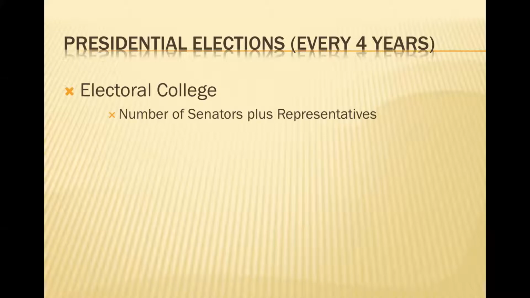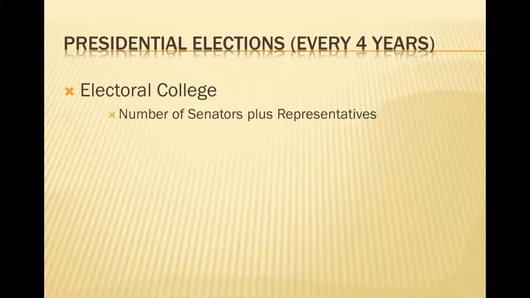Now, the president is elected every 4 years. So not the long terms of the senators, but not the short terms of the representatives. And the idea was that the president would be elected by an electoral college, which would include representation from the states. Now, to start off with, the electoral college includes each state having votes equal to the number of senators plus the number of representatives.